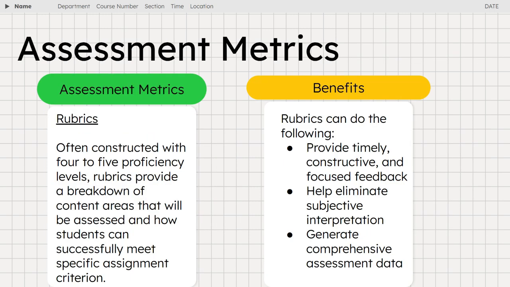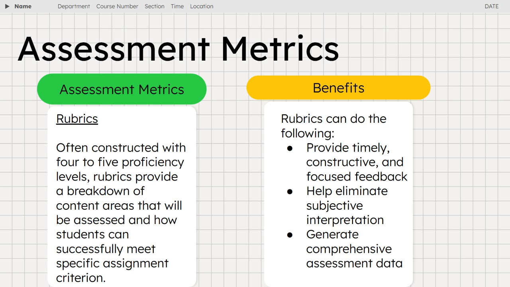So if we're talking about assessment metrics and saying, well, we don't want this kind of subjective interpretation, we need these more concrete metrics to help drive assessment, we're going to talk about some examples. The first of which is the one that folks are most likely to hear about, and those are rubrics. Rubrics are awesome. Often constructed with 4 to 5 proficiency levels, rubrics provide a breakdown of content areas that will be assessed and how students can successfully meet specific assignment criterion. We are going to look at some examples as well.